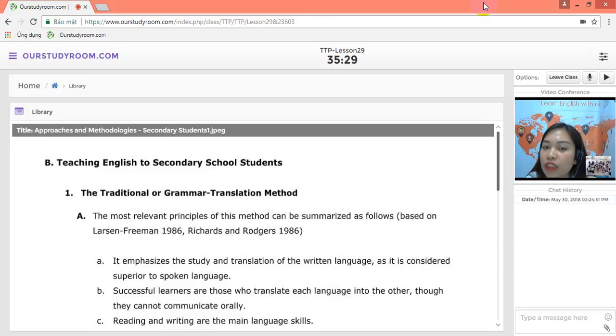So here, teachers, those activities and procedures for letter B. The first one is reading comprehension questions about the text. Students find antonyms and synonyms from words in the text.